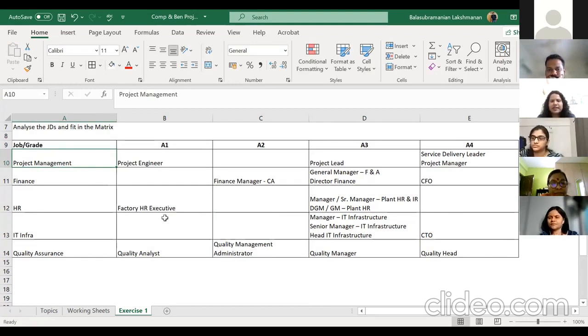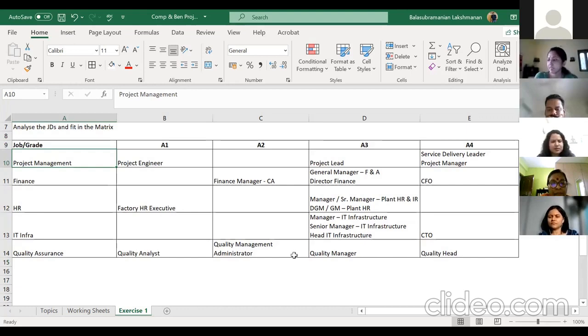So Usha, anything else to add? Yeah, I think quality management administrator comes under A3. It's an IC role, Usha, actually. Yeah, A3, but IC roles can be there even at very high grades as well. If you take IT, for example, architects would be there. They would still be ICs. They won't have any span, but will be at a higher grade, right? So like that.